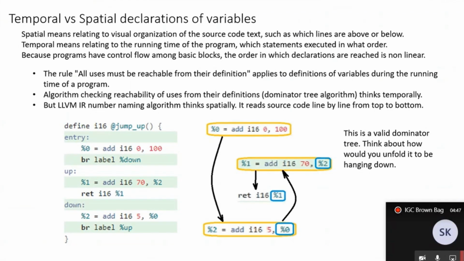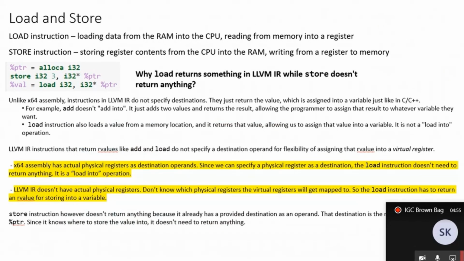to declare variables and all the various intricacies, various questions that might result in that. We are taking a look at how we access variables defined in memory. We do that by using load instruction and store instruction. Load instruction means loading the data from the random access memory into the CPU, reading from memory into a register. And store instruction means storing register values from the CPU into the random access memory. So writing from a register to memory.